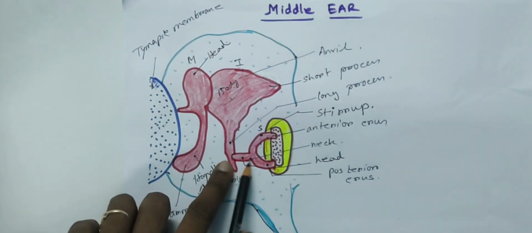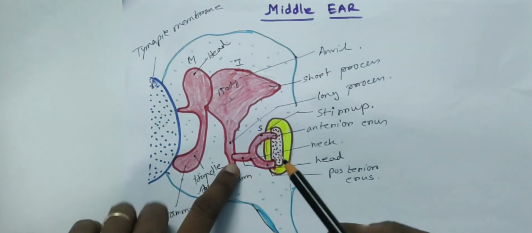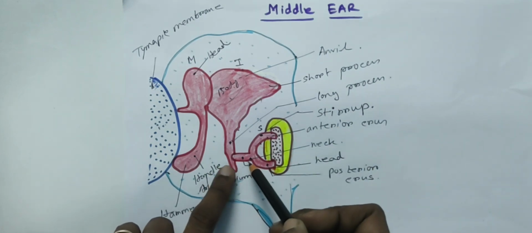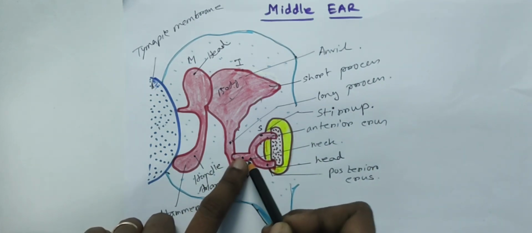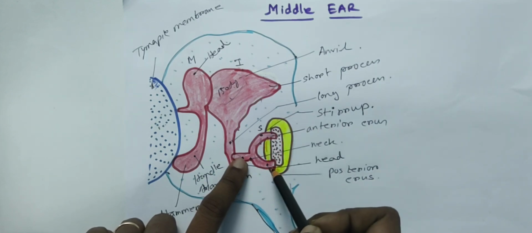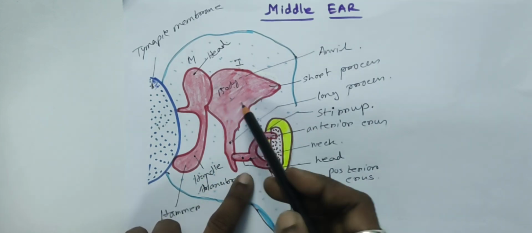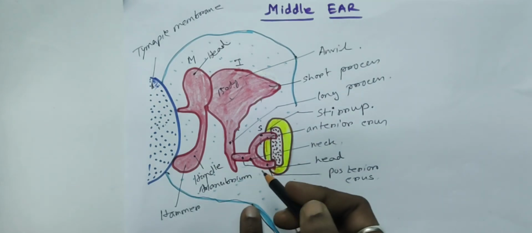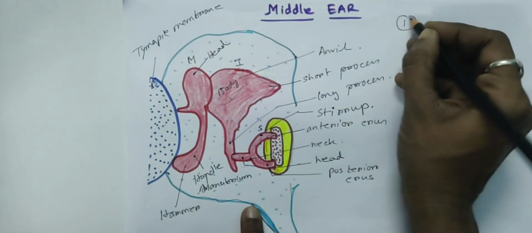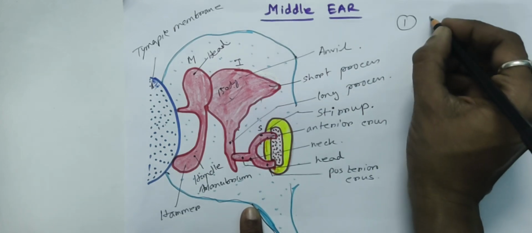Now it's the stapes. Stapes is the smallest bone of our body. This is the head part, then there is a neck, and it has two arms, called the anterior crus and posterior crus. So these are the ear ossicles. Next, the middle ear actually has three parts. First one, the ear ossicles.